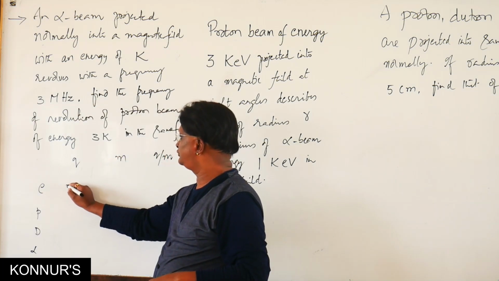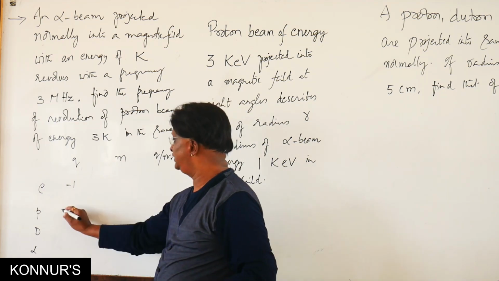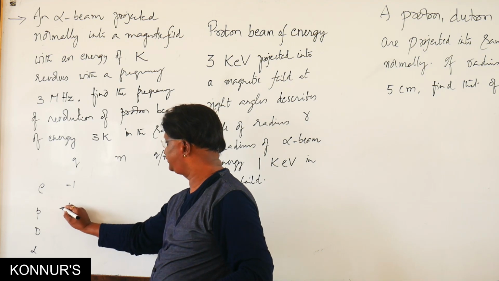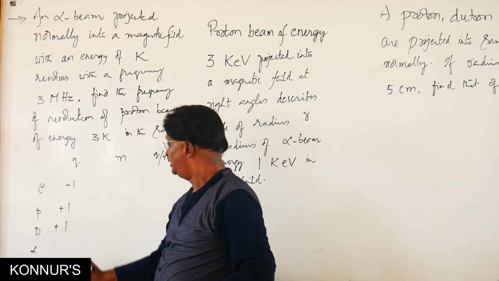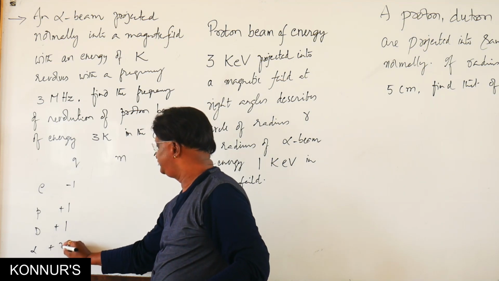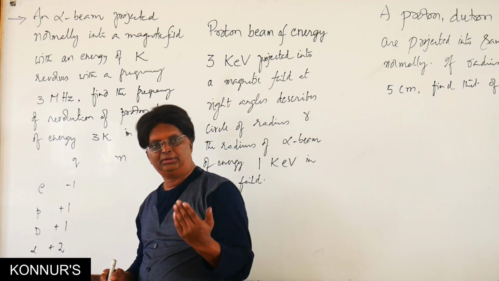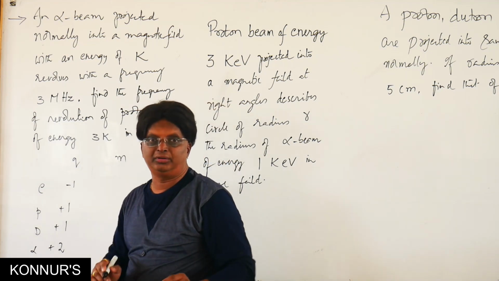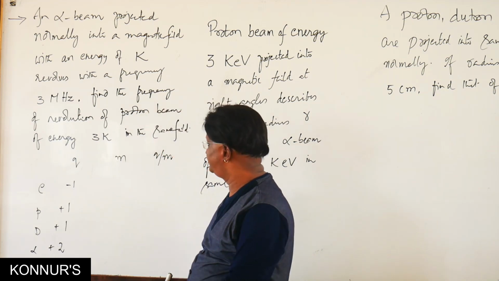Now, charge of the electron, I write minus 1. 1 unit of charge with negative sign, whereas proton also 1 unit of charge with the positive sign, deuteron also 1 unit of positive charge, and that of alpha is positive charge of 2 units. Here 1 unit is nothing but the charge of the electron, 1.6 into 10 raised minus 19. Not numbers, for comparison sake I am writing.